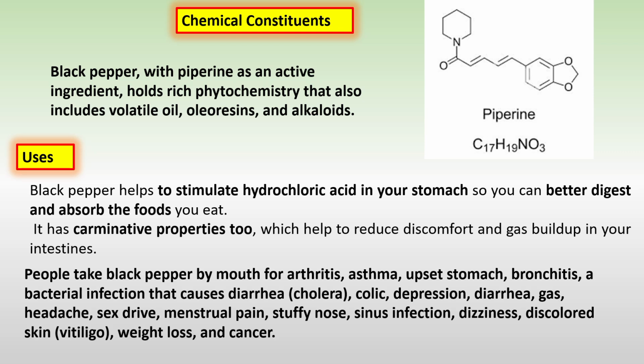People take black pepper by mouth for arthritis, asthma, upset stomach, bronchitis, a bacterial infection that causes diarrhea like cholera, colic in the large intestine, depression, diarrhea, gas, headache, sex drive, menstrual pain, stuffy nose, sinus infection, dizziness, discolored skin, that is also called vitiligo, weight loss, and cancer.